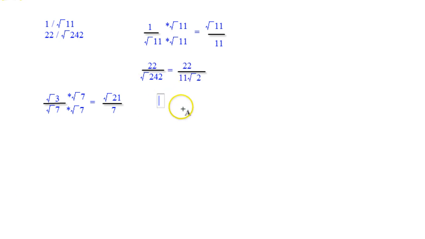Now I've simplified the bottom because 242 is equal to 121 times 2, so that becomes 11 root 2. Now on top and bottom, instead of multiplying by root 242, I'm just going to multiply by root 2 on top and bottom. And then at the same time, I'm going to simplify 22 over 11 and get 2 root 2 over 2, which if you notice, I can also simplify again and just get the square root of 2.